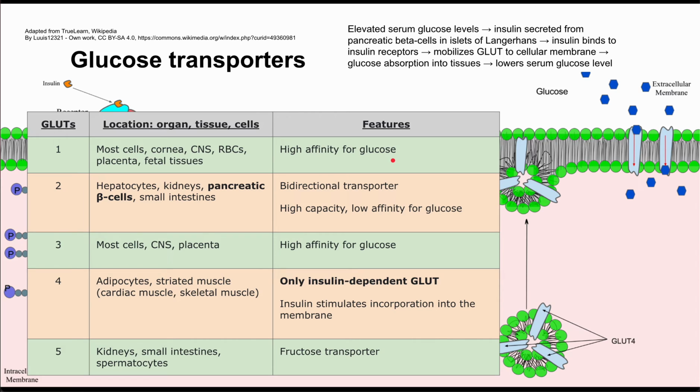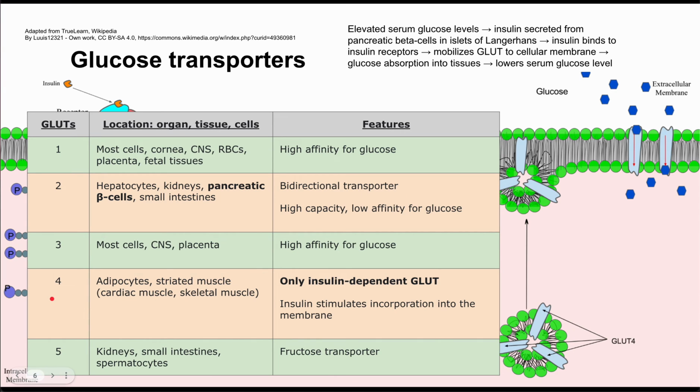GLUT2 is found in hepatocytes, kidneys, pancreatic beta cells, and small intestine. This one specifically has a bidirectional feature, so it can allow glucose to go in and out of the cell. It also has a high capacity, but it has a low affinity for glucose. GLUT3 is also found in most cells, specifically the CNS and the placenta, and also has a high affinity for glucose.